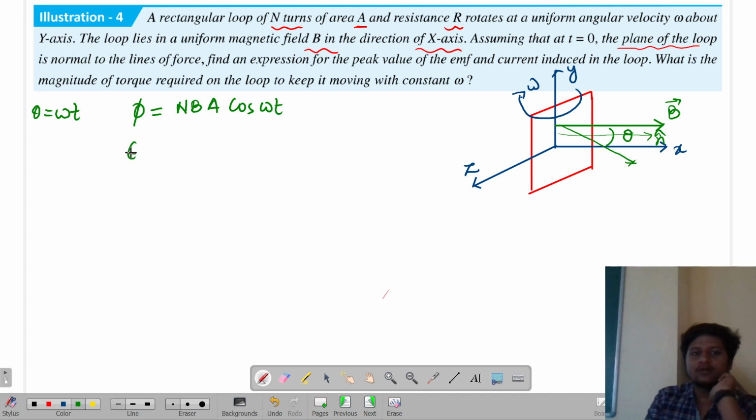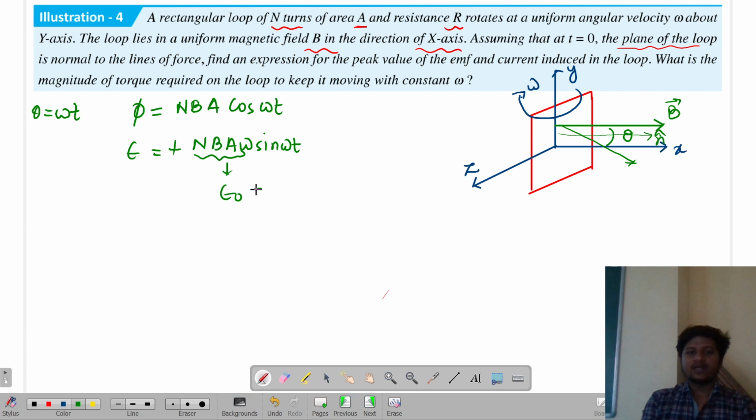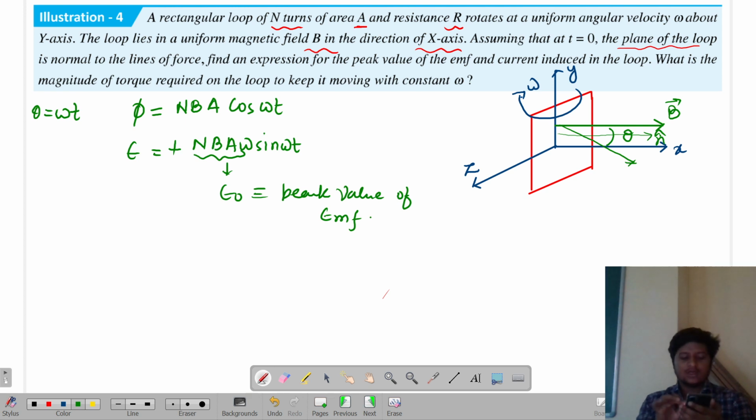So the EMF that will be developed will be minus of N B A omega sine omega t, and this will become positive because the differentiation of cos omega t is negative. So did you get your EMF? What it is asking is the peak value of EMF. So is it going to be N B A omega? I denote it by E naught. E naught means the peak value of EMF. Is it clear? Let me check with the answer. Yes, so your answer is B A N omega sine omega t. So therefore the maximum value of EMF is B A omega N.